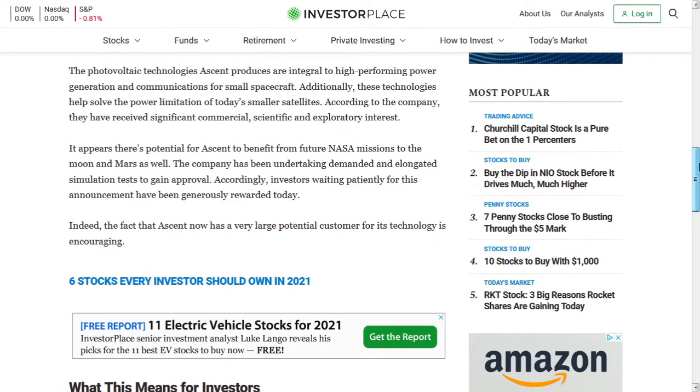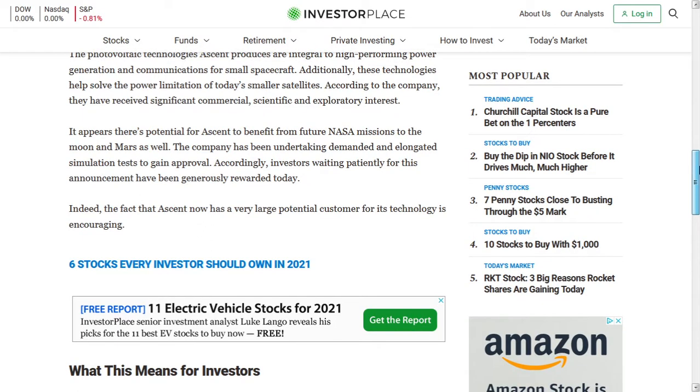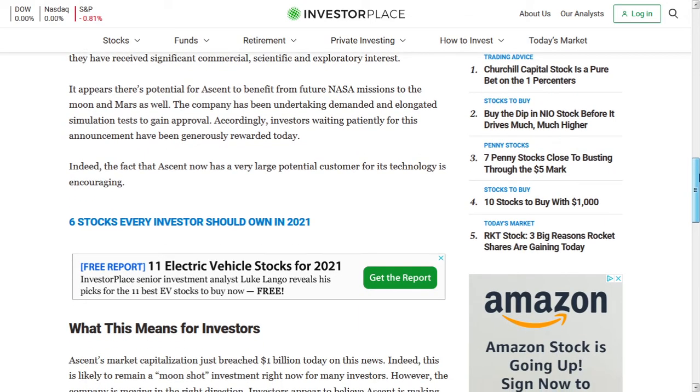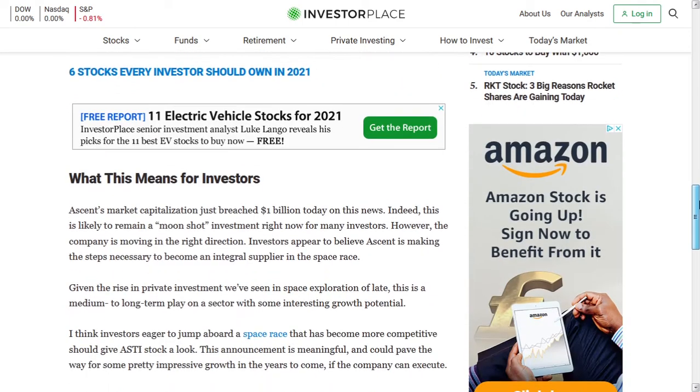Okay, so it appears there's potential for Ascent to benefit from future NASA missions to the Moon and Mars. Well, the company has been undertaking demanding and elongated simulation tests to gain approval. Accordingly, investors waiting patiently for this announcement have been generously rewarded today. Indeed, the fact that Ascent now has a very large potential customer for its technology is encouraging.